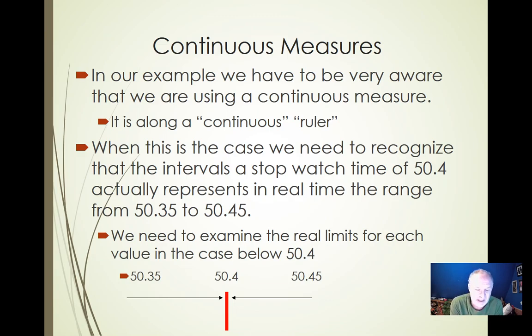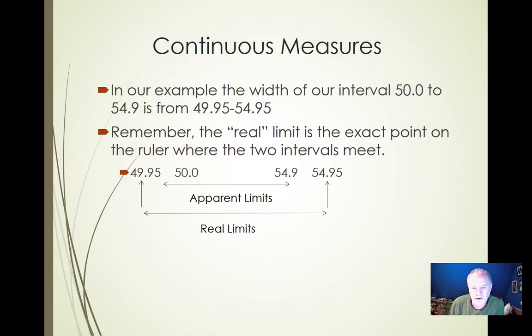So if I have a time for a continuous measure, like my measurement of how long it takes to run 400 meters, and I record on my stopwatch 50.4 seconds, that's the actual time. The real limits of that time are from 50.35 to 50.45. And that 50.35 is an imaginary border because I never actually hit it. My stopwatch just does not allow it to happen. And that's the concept we're dealing with in real and apparent limits.